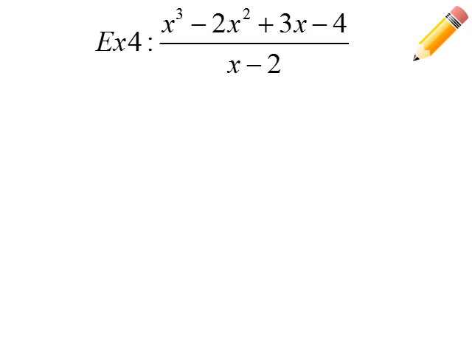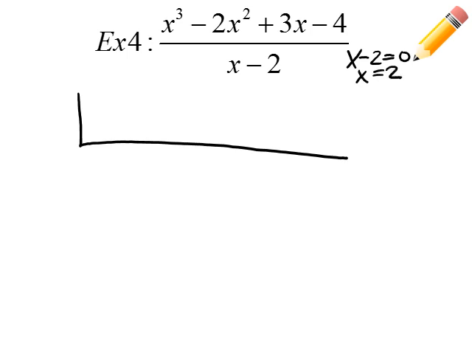All right, example 4. Notice how this is written. It means exactly the same thing, whether you write out division with a division symbol in between your polynomials, or if you use a division bar, they mean exactly the same thing. So again, the first thing I want to set up is my synthetic division bar. My divisor is my solution of my factor, so I'm going to use a 2. Then I have a coefficient of 1, negative 2, 3, and a constant of negative 4.